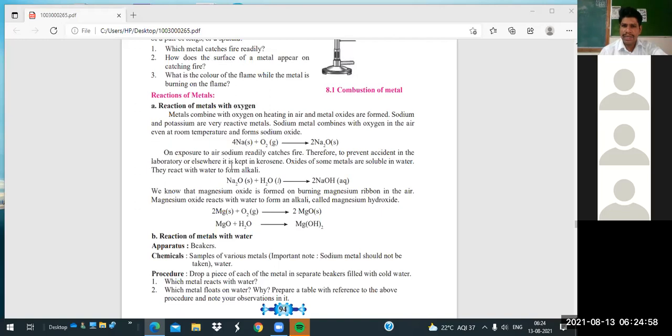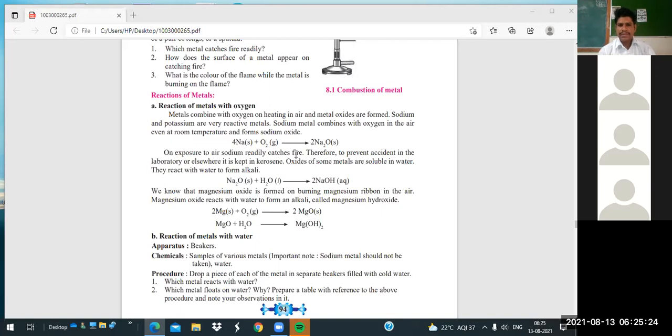Very simple. Metals combine with oxygen, it forms the metal oxides. We'll take our regular example. Sodium reacts with oxygen, it gives sodium oxide. Here, how many molecules, number of elements are present? That only we have to see. 4 Na and 2 O2 give 2 Na2O. If you see, you are getting a balanced chemical equation.